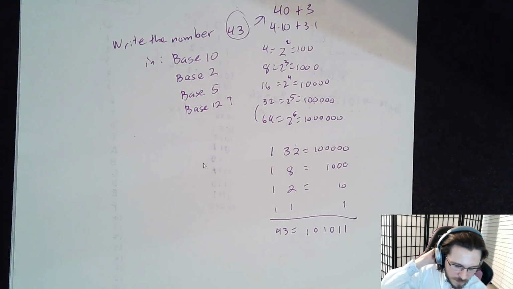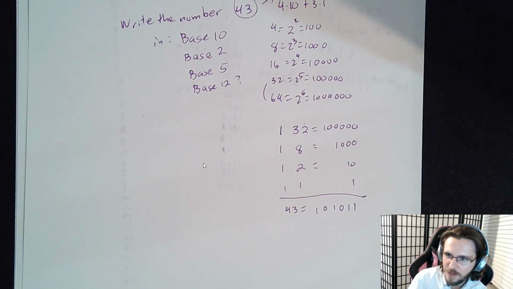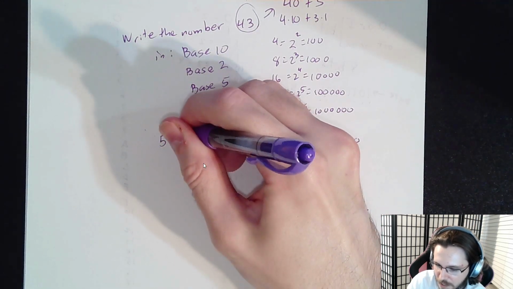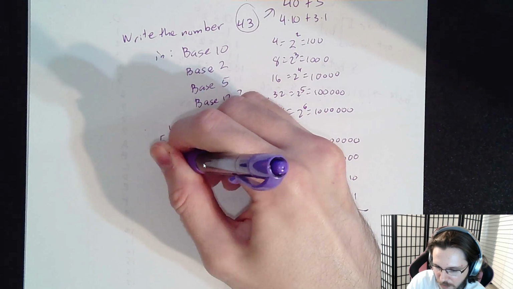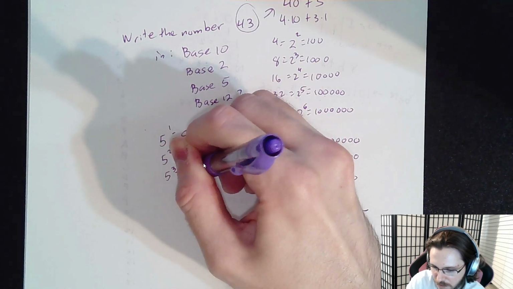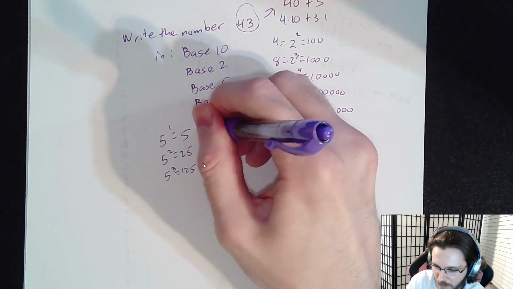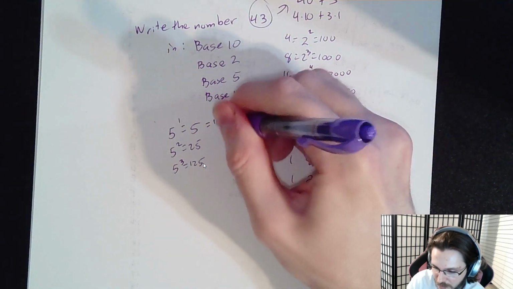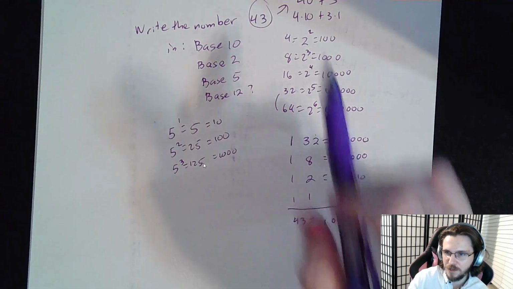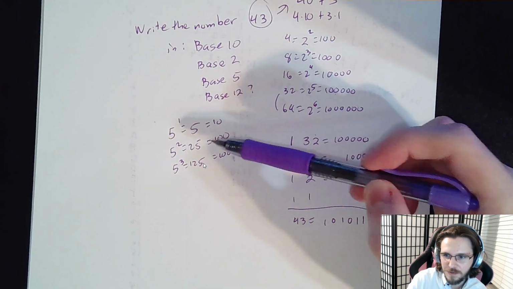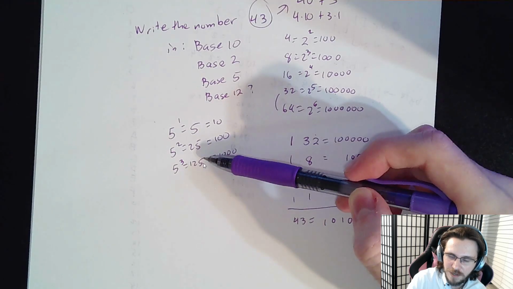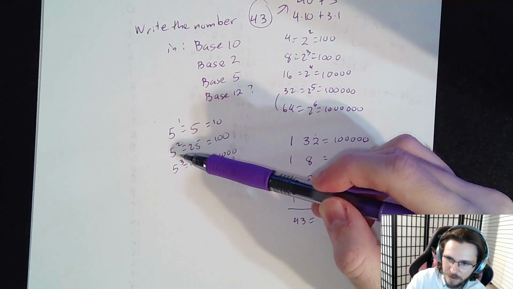Let's see what we can do for base 5. So for base 5, we're going to follow exactly the same concept. We're going to start off by writing all of our powers of 5. The first power of 5 is 5, the second power of 5 is 25, and the third power of 5 is 125. And remember, we are going to write that power of 5 as a 10, and this power of 5 is 100, and this power of 5 is 1,000. And we're trying to write 43. 43 is in between 25 and 125.